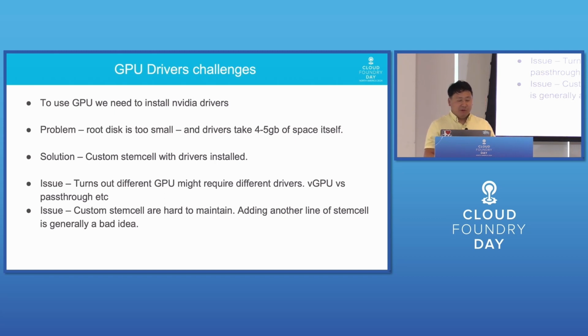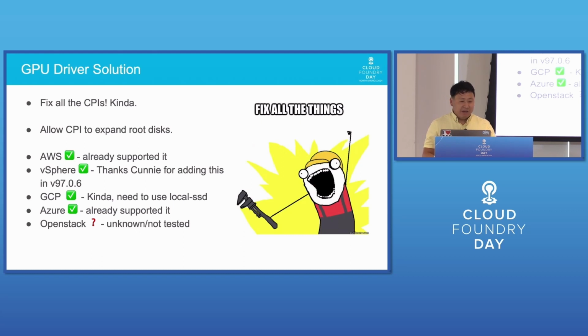You don't want to be the ones maintaining the CVE updates and all that. And so just overall, you don't want all the different combinations of CPUs. So as I went through all these iterations, I thought a better idea is to fix all the CPIs. What I mean by that is allow the CPIs to expand the root disk. AWS, turns out there was already support for that.